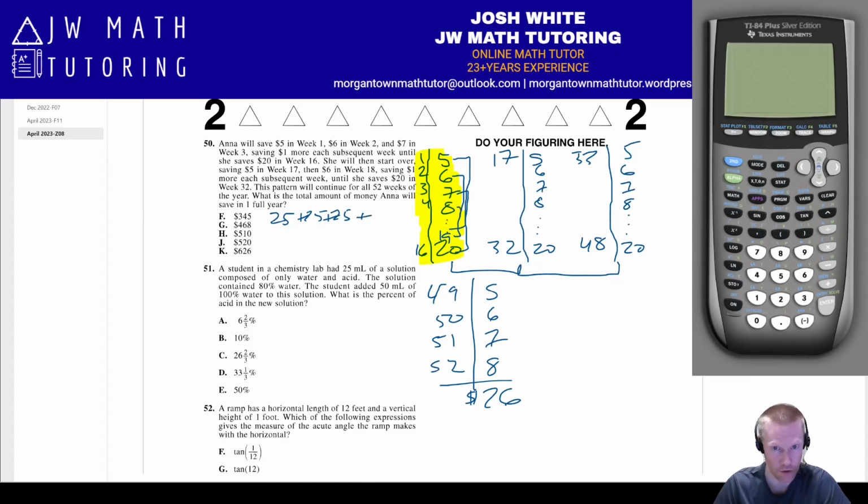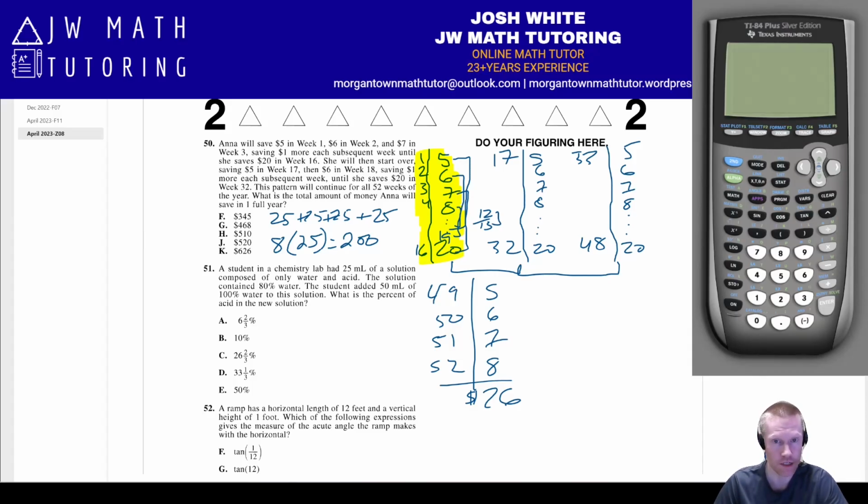And hopefully you're starting to see the pattern. 8 and 17 is also 25. And you keep going like that, and then eventually in the middle, you're going to have 12 and 13. And so what you end up with is 8 different pairs, which each add up to $25. So the total amount of money for one 16-week period will be $200.